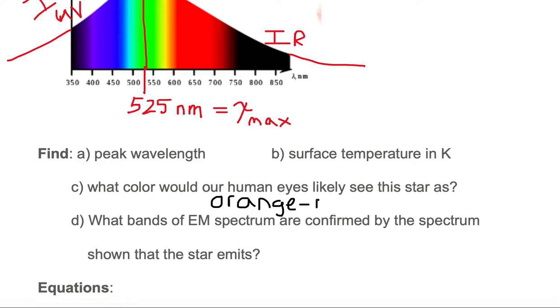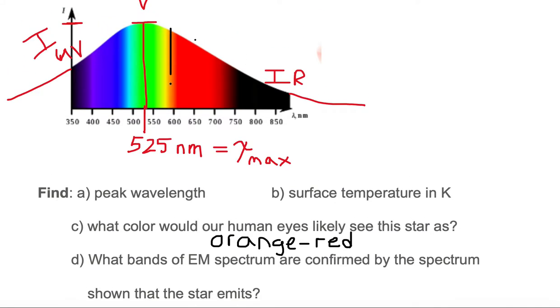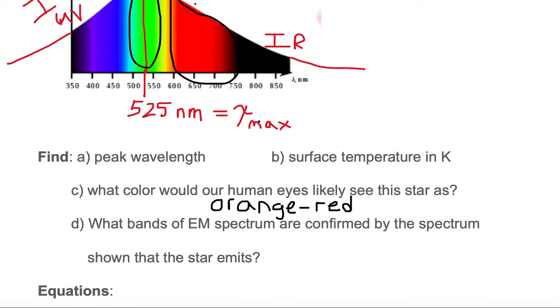The other thing is that our eyes are so attuned to the color yellow that we are not likely to see this star as being green, even if it did emit green light. We would see it mostly as yellow. But because in this case it emits so much more orange and red light compared to the amount of green light, we would see it mostly as this orangey red color.